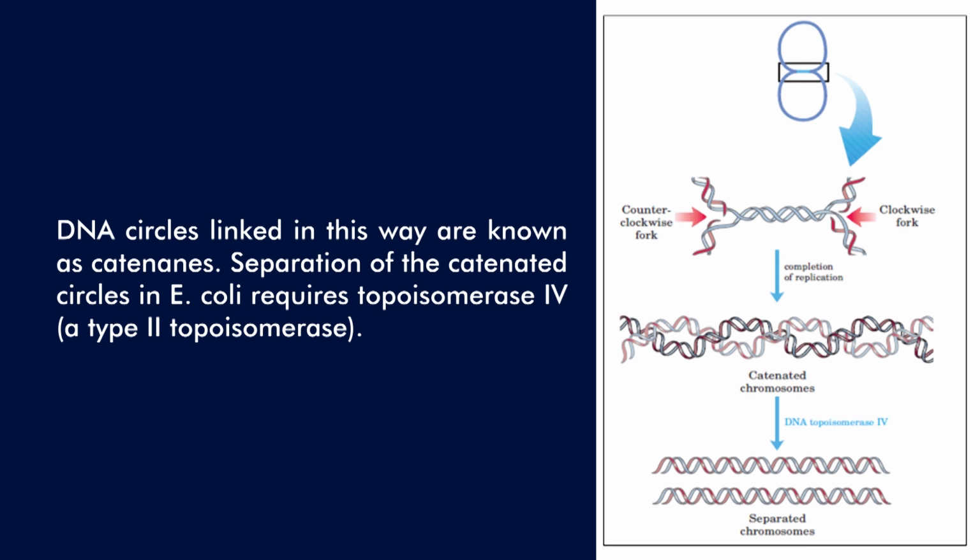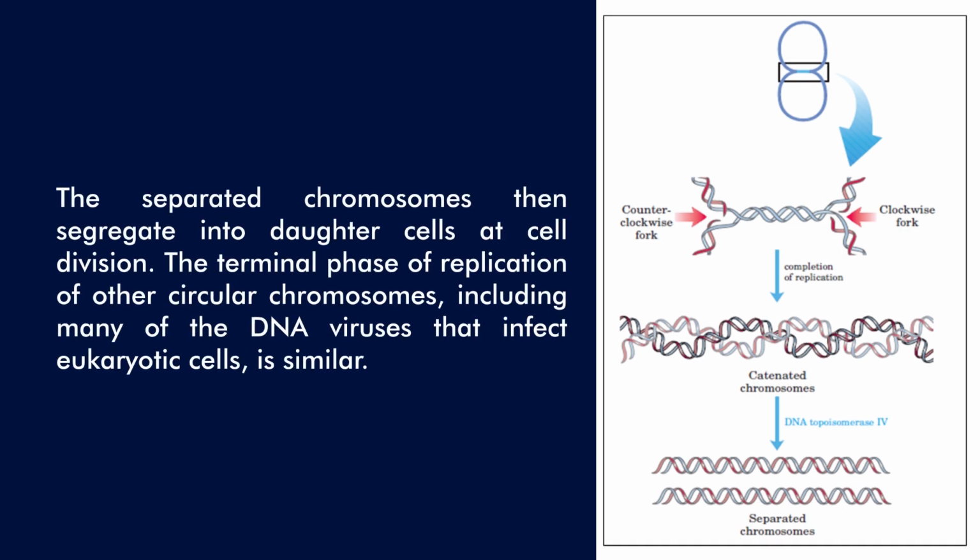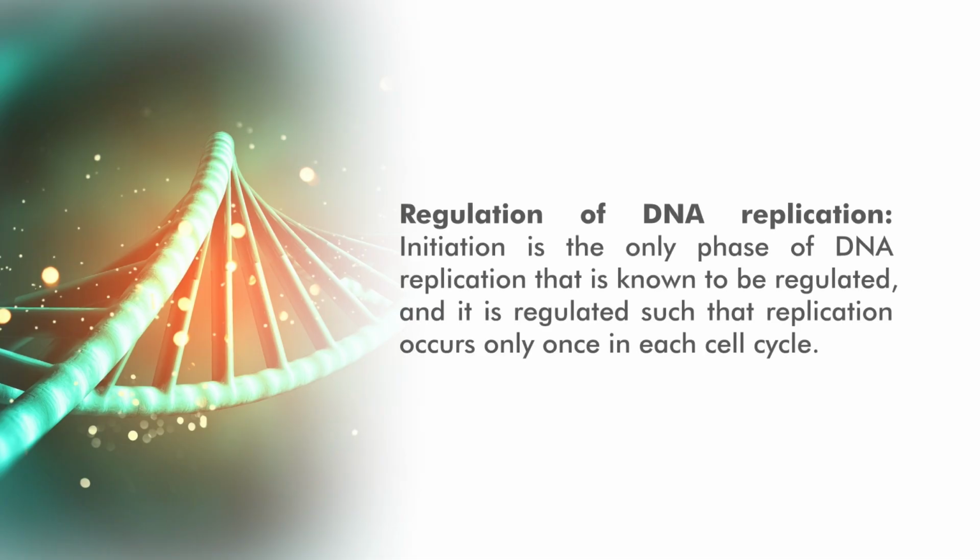Separation of the catenated circles in E. coli requires topoisomerase 4, that is a type 2 topoisomerase. The separated chromosomes then segregate into the daughter cells at cell division. The terminal phase of replication of other circular chromosomes, including many of the DNA viruses that infect eukaryotic cells, is similar. Next is regulation of DNA replication.